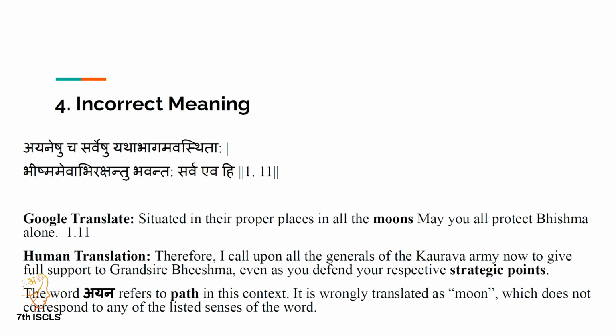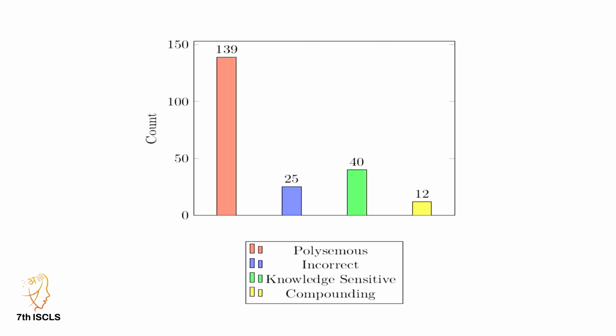So I'll show you the statistics of how many errors we came across. Out of the 700 verses, we observed that 139 verses had errors that could be attributable to wrong sense identification of the polysemous words. 25 where meanings were incorrect, like for example the ayana example. 40 that were because of highly knowledge sensitive, cultural sensitive verses, and 12 because of compounding. Like I said, the compounding ones were relatively fewer.